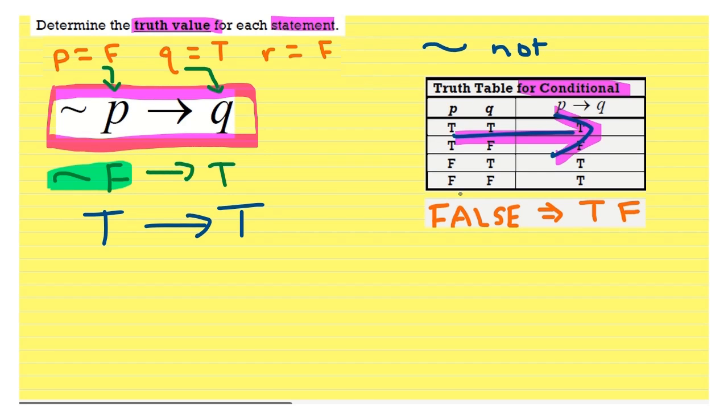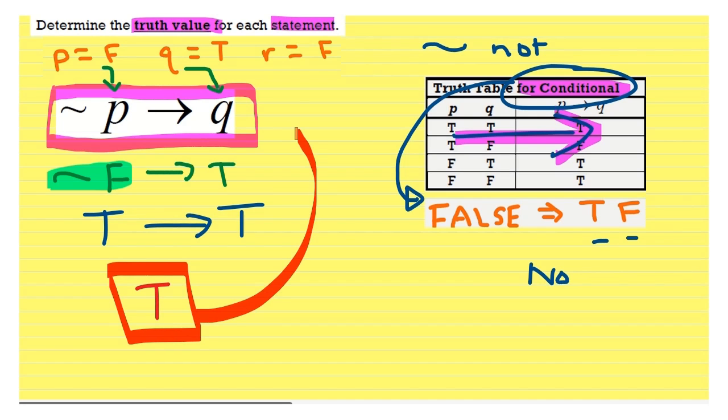So here is my cheat note for conditional statements: a conditional statement is only false if we have true, false. So we're looking for true, false. Do we have true, false? No, we do not have true, false. So therefore, this final truth value is true. That is the final truth value for our original statement. So if not P, then Q has a truth value of true.